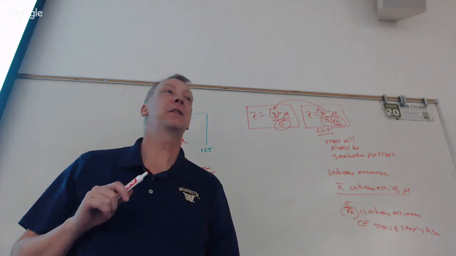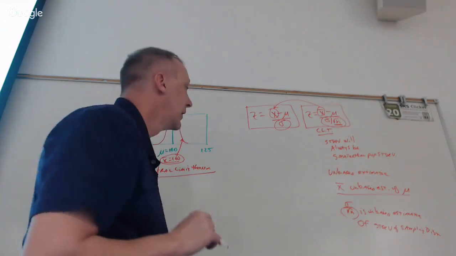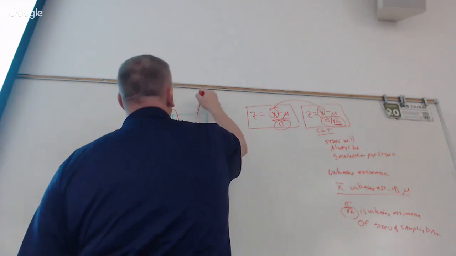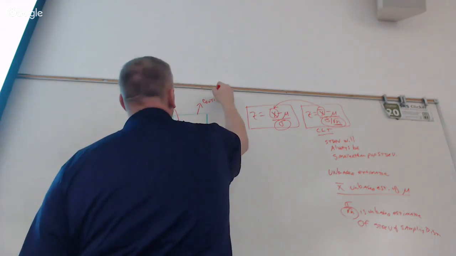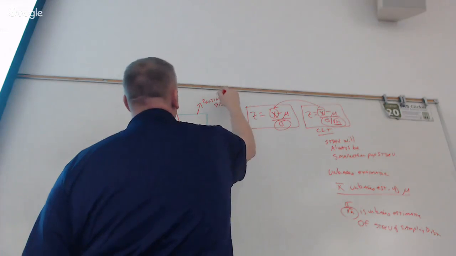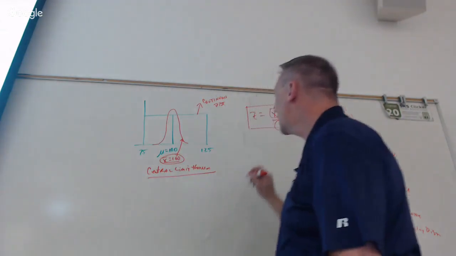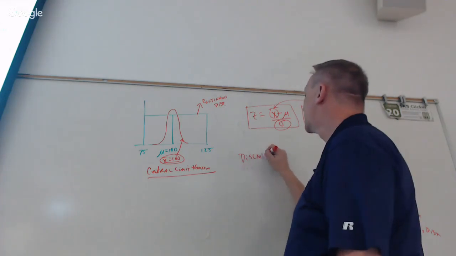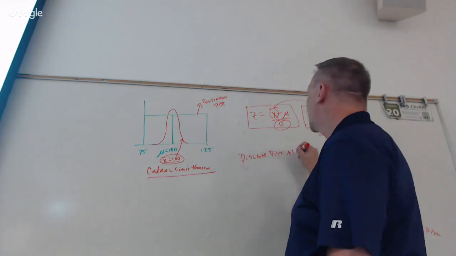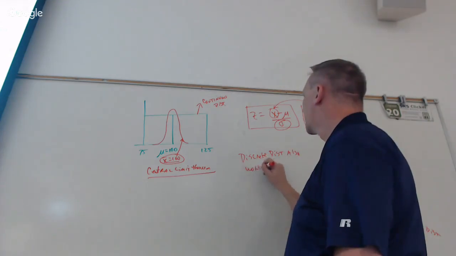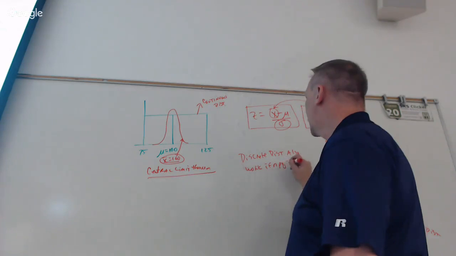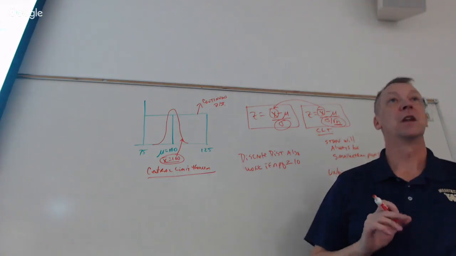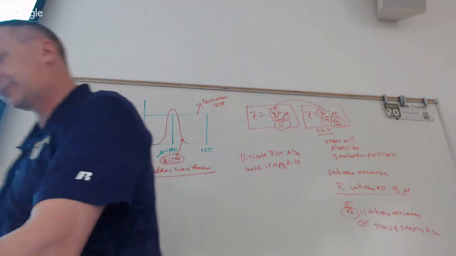Now, the fact of the matter is, I just did a demonstration on a continuous distribution. Now, it also works with discrete distributions if NPQ is greater than or equal to 10. So let's do an example of that.